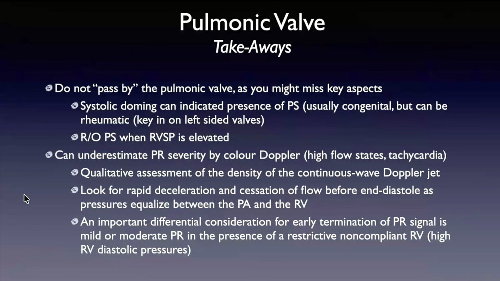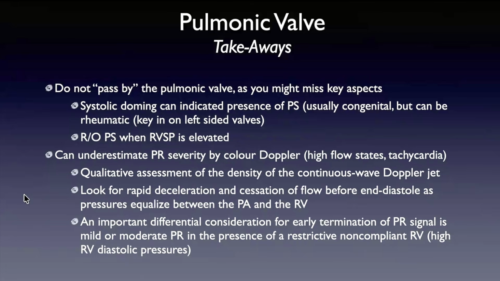And of course, whenever you see that RVSP being elevated, signifying a degree of RV pressure overload, just make sure you rule out any degree of pulmonic stenosis, whether it's subvalvular, supravalvular, or valvular, because you don't want to call pulmonary hypertension when the high RVSP is related to severe pulmonic stenosis.